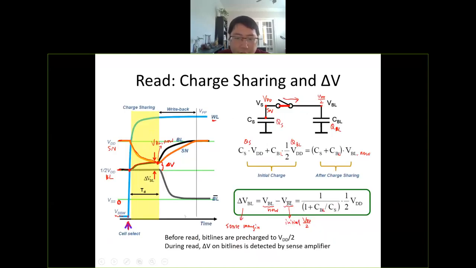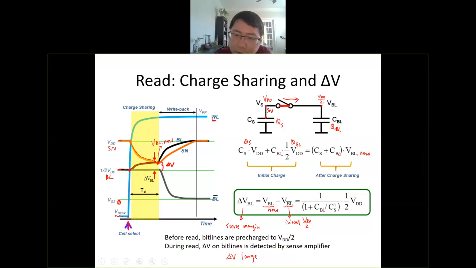But you want this delta V to be large. You want the sense margin to be large. Because in the circuit, there will be some noise, right? In practice, you have noise in the circuit. So if the noise is higher than this delta V, then you cannot deterministically read out. So you may read out the noise. So you want this delta V to be large enough, to be larger than any noise in the circuit. So you can safely and reliably read out the information.